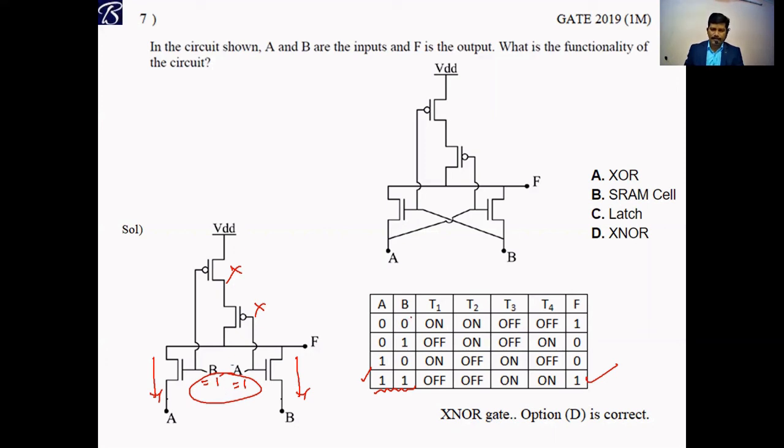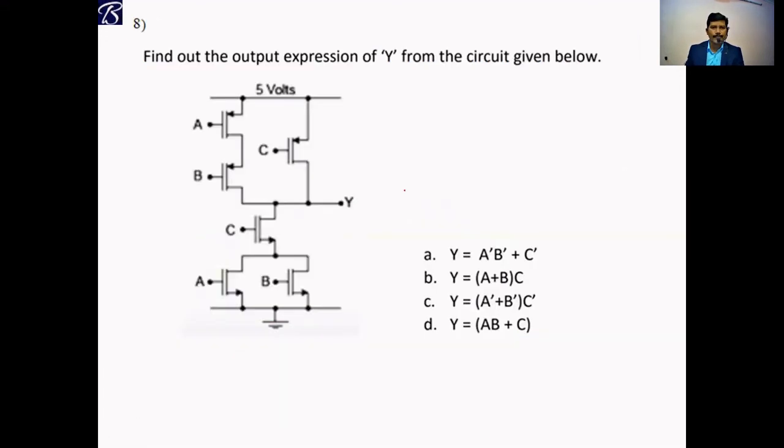So if you observe, for all the combinations we get this output F. Whenever 0, 0, that means when both inputs are the same, output is 1. This one and this one. And when inputs are different, output is 0, which gives the XNOR operation. So option D is correct.